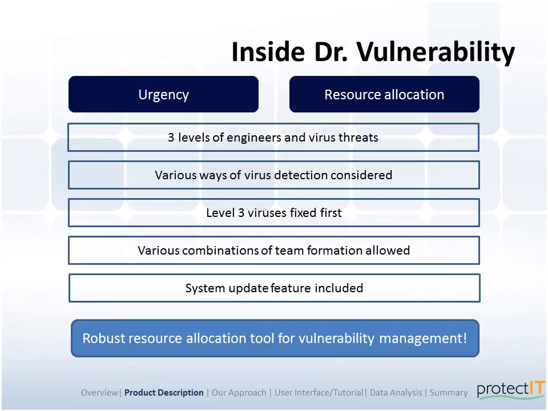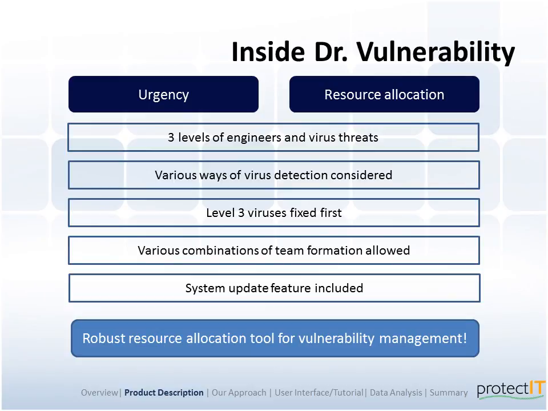Then, what are some key features included in Dr. Vulnerability? In Dr. Vulnerability, there are three levels of engineers and virus threats based on skill levels and threat levels. It considers various ways of virus detection. And we're going to take care of the most urgent viruses first. We're going to call them level 3 viruses. Dr. Vulnerability also allows various combinations of team formation, giving it some kind of flexibility. And lastly, it includes system update feature. All in all, we believe that Dr. Vulnerability is a robust resource allocation tool for vulnerability management.